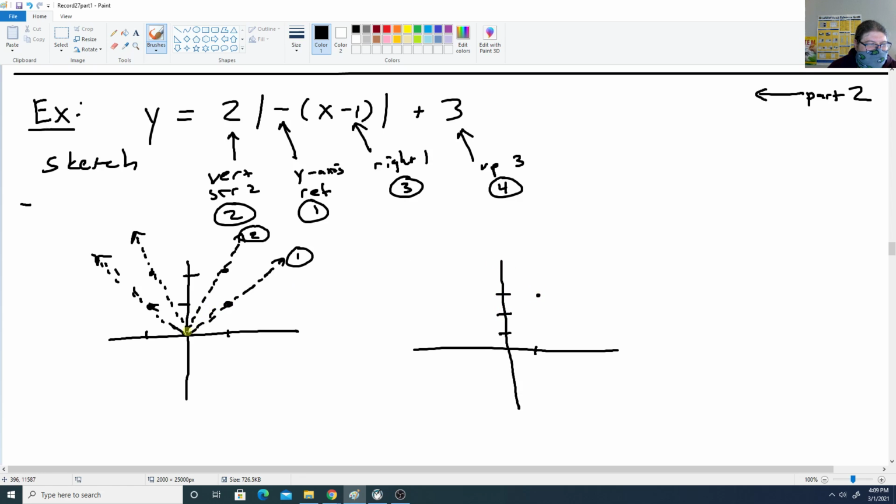And this is where the origin goes. The other 2 points that we went through are over 1, up 2, and over 1, up 2. And this makes your narrower absolute value V shape.